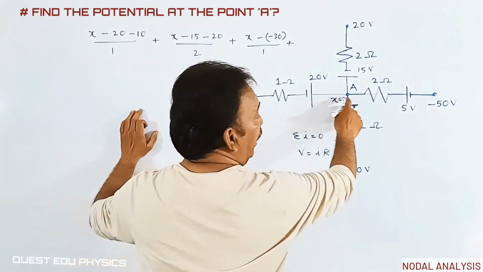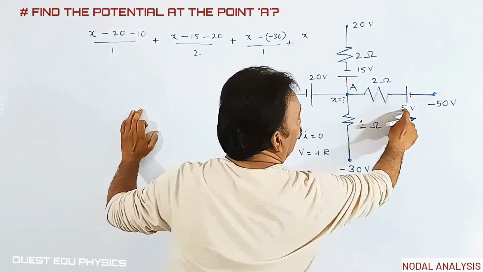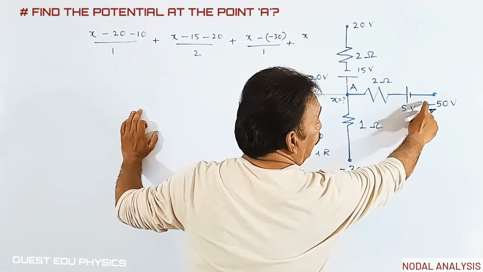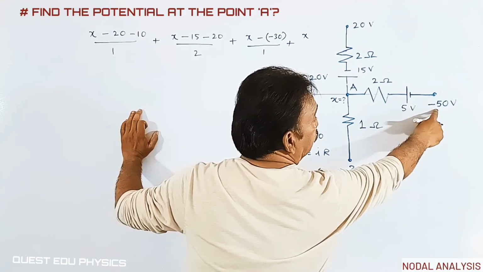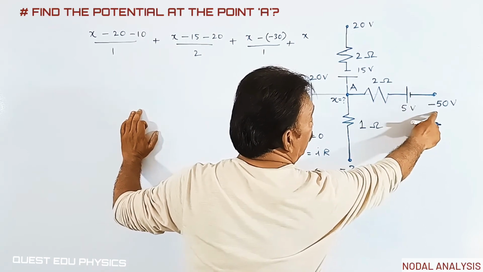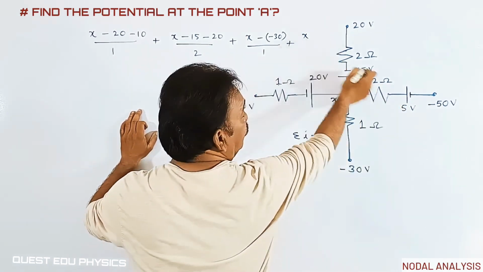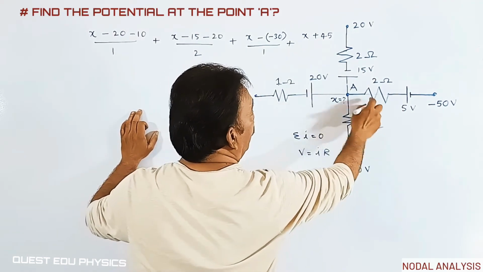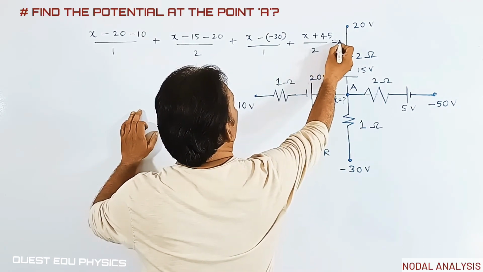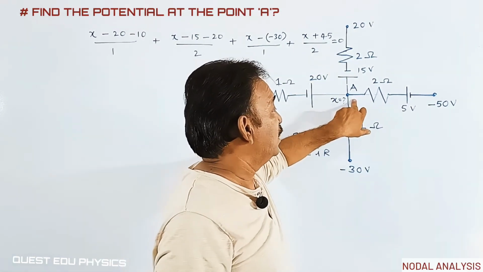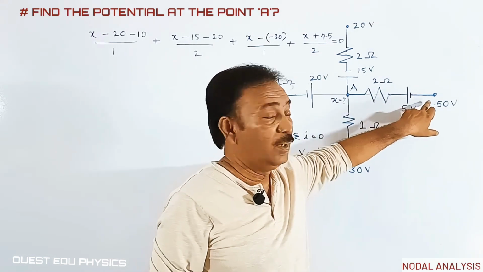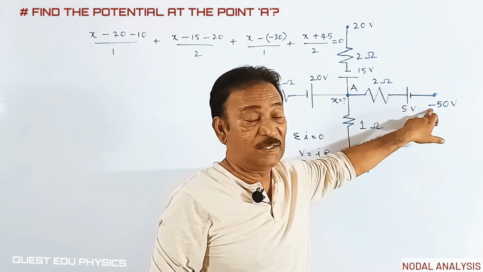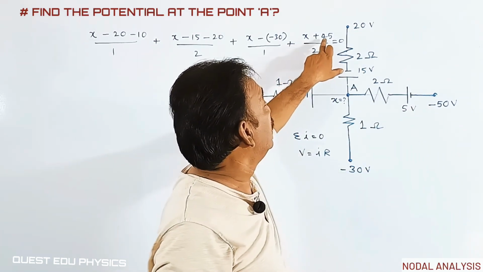Plus X minus 5, okay, minus of minus 50, minus of minus is plus 50, plus 15 minus 5. What is X plus 45 by 2 is equal to 0. See here, it is X minus 5 minus of minus 50, X minus 5 plus 50. That's why I wrote it as X plus 45.